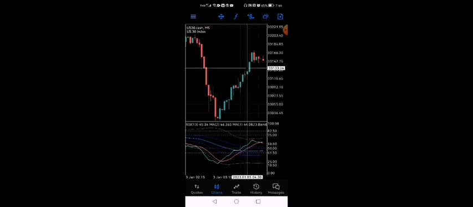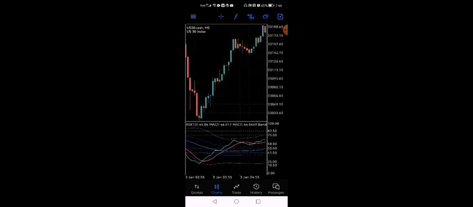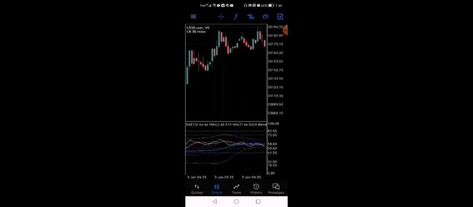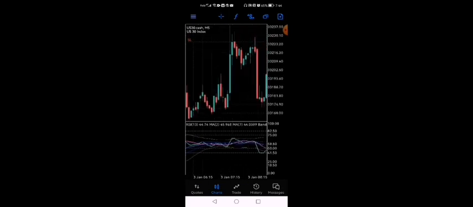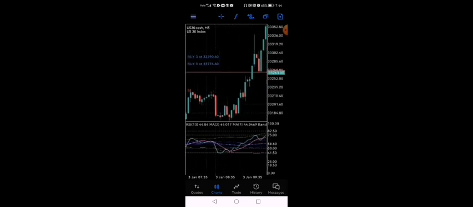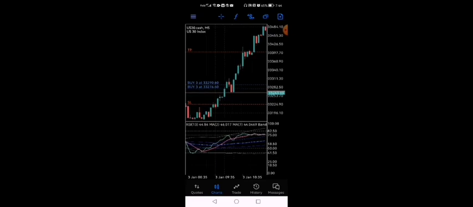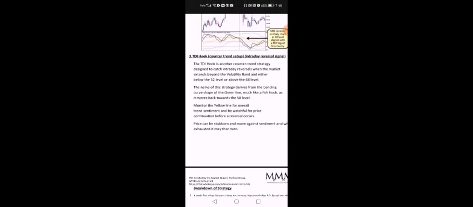And it actually moved by a little bit, like here in the TDI indicator, as we are seeing, it moved more, until it actually crosses back the blue line over here. Then there are some squeezing moments over here, and then it goes more upward. So let's get back to the third one, TDI hook, which is a counter trend setup.